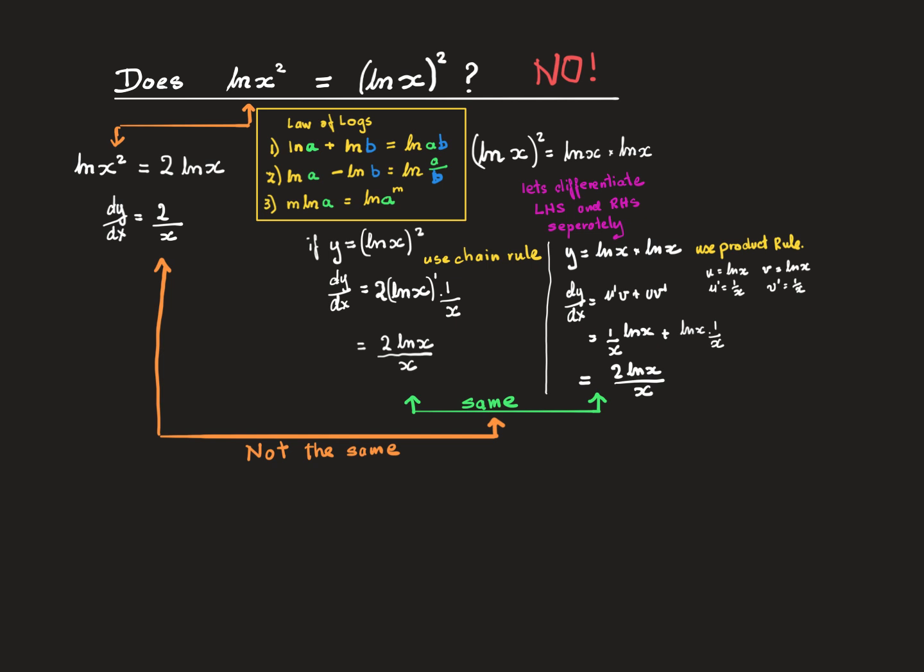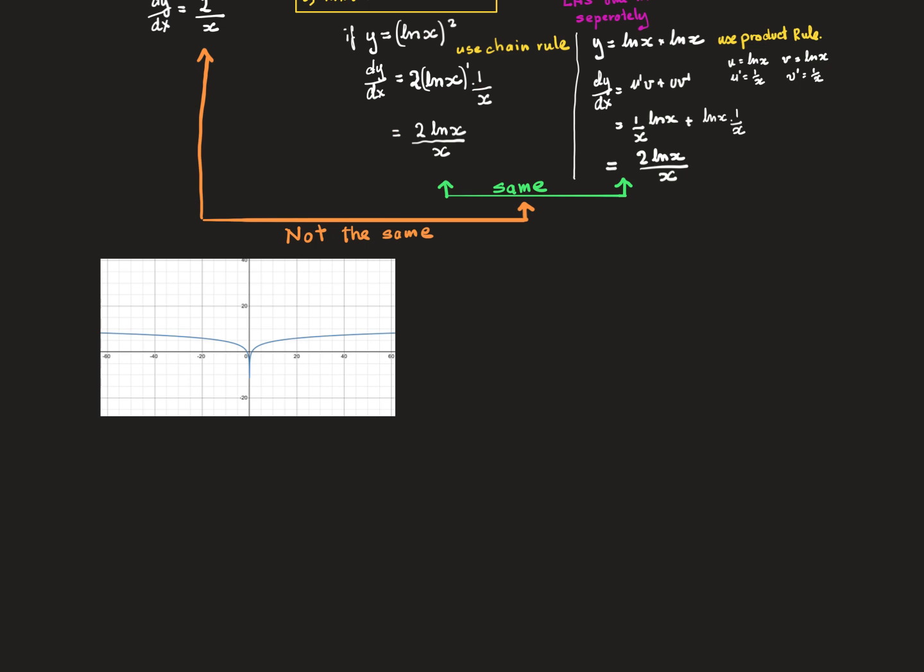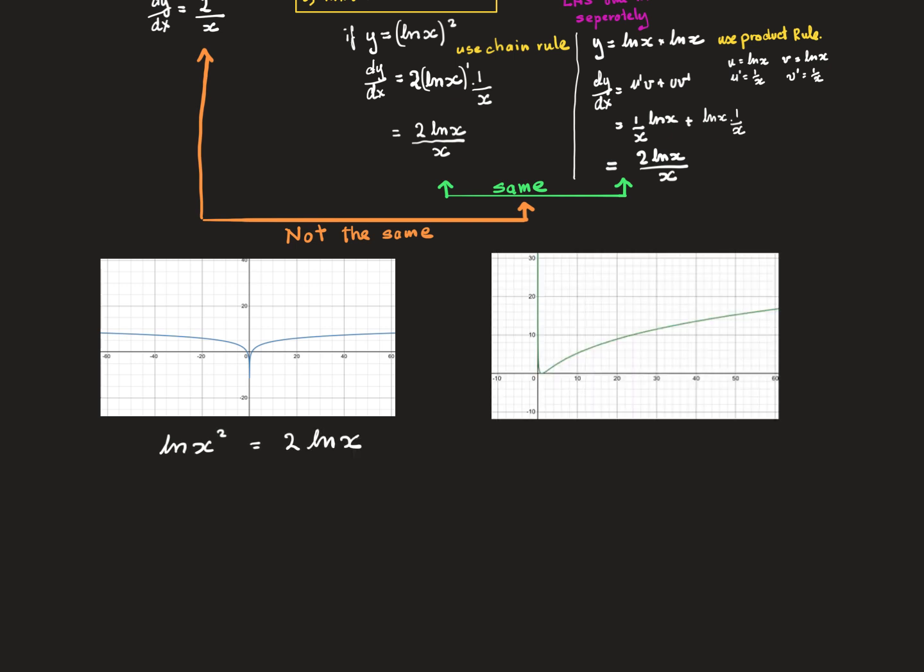And I can show you this graphically. This is a graph of ln x squared, or you could also say it's 2 ln x, while this is a graph of ln x all squared, or ln x multiplied by ln x.